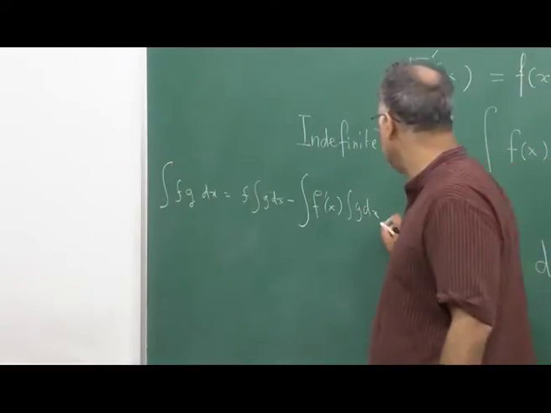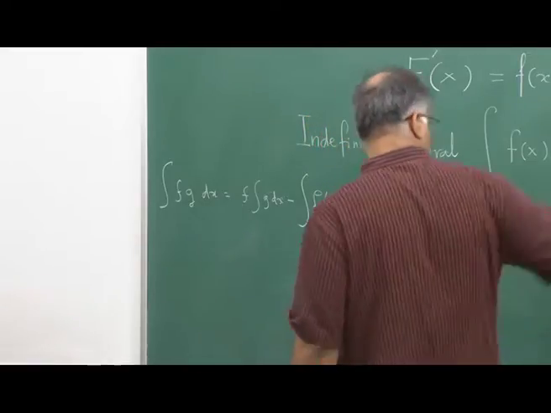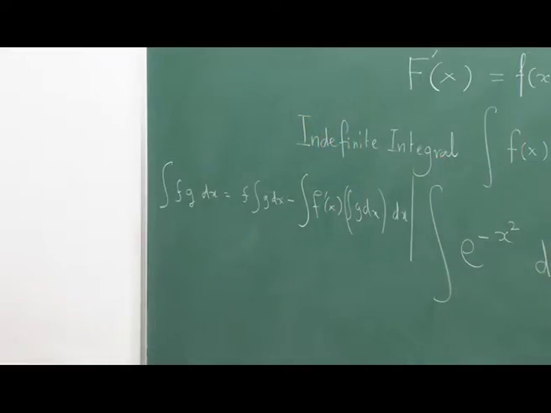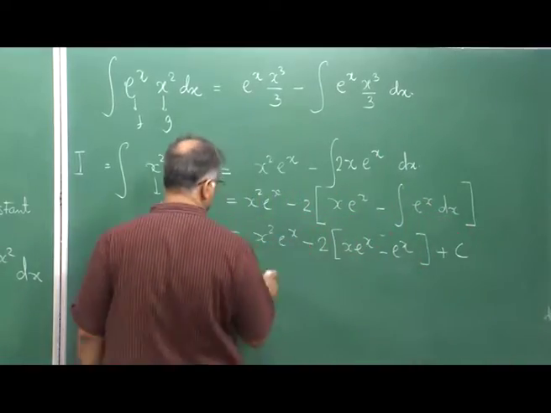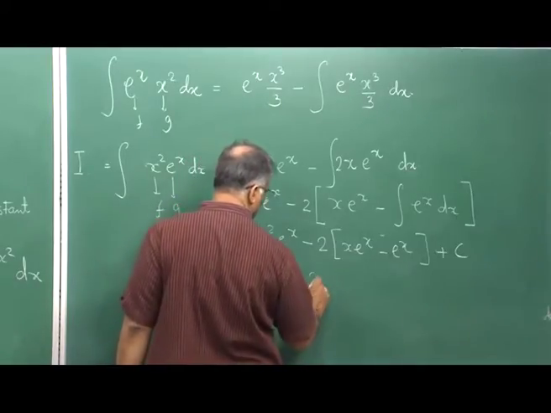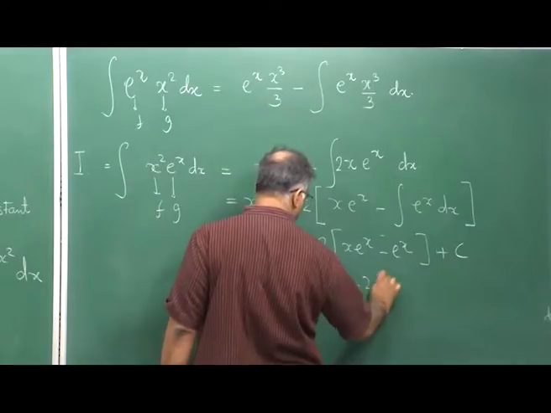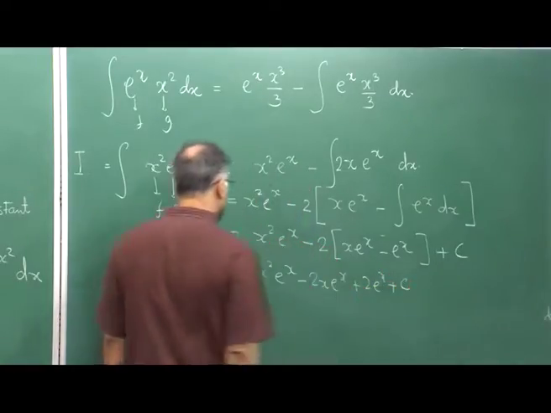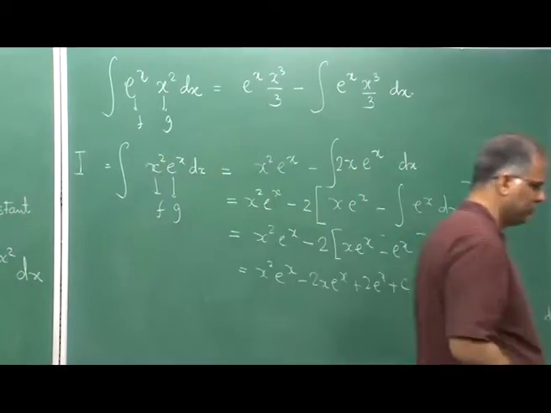Here g dx into dx. So, this is the formula which we just wrote down and brought it here. So, we are doing the same thing here basically. So, here you will have x square e to the power x minus 2x e^x plus 2 e to the power x plus c. So, how do you check that this is true? You take the derivative of this and check that it will give you back x square e^x.